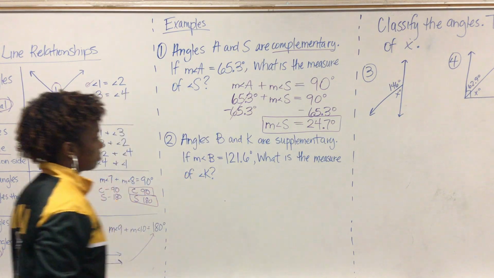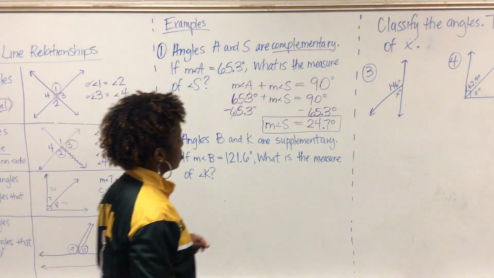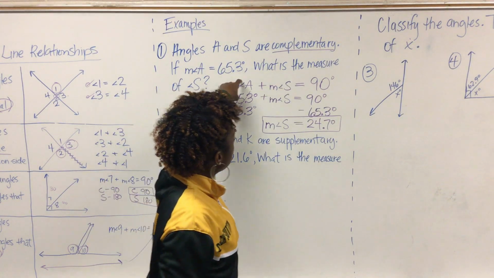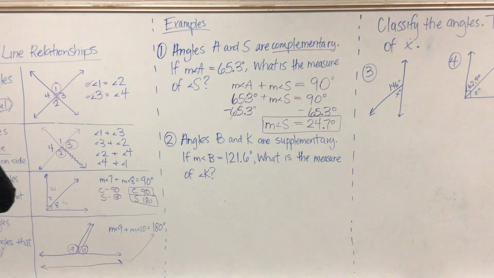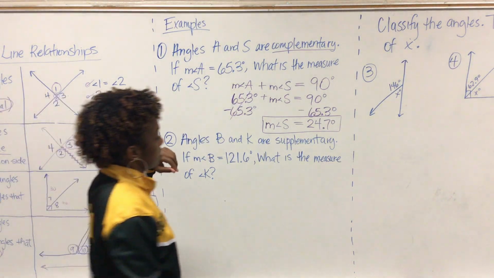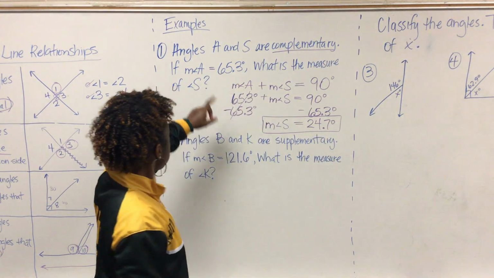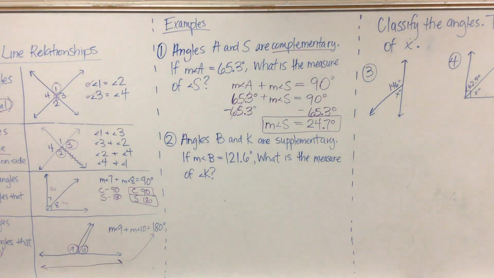Let's cancel that. Now to check to make sure, we can always plug in our answer. So that means angle A and angle S must equal 90 degrees when we are adding them together. So if we add our answer, 24.7, to the angle measure A, 65.3, we do get 90 degrees. So that's how we know that our answer is correct.